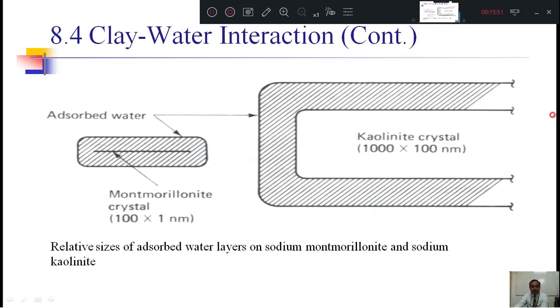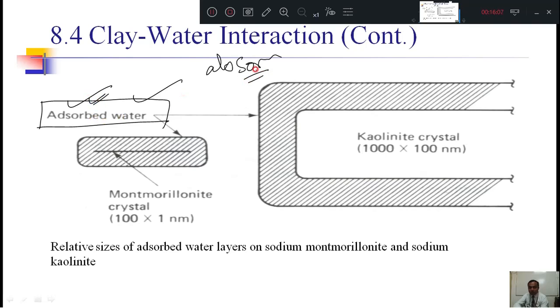Okay, see here, we have two types of water layer attracted to the clay. The first one is adsorbed water, and the second one is absorbed. You know, absorption means what? Absorption means entering inside the particle, and adsorption means sticking to the outer layer of the particles. In a clay particle, water will always be adsorbed. You will get confusion.